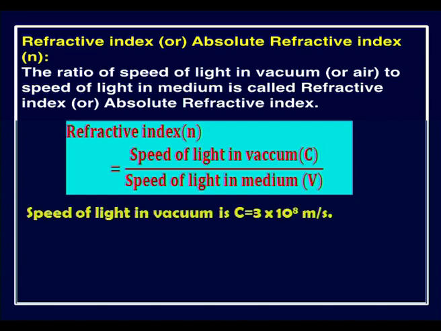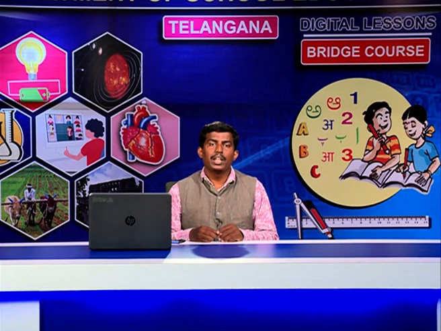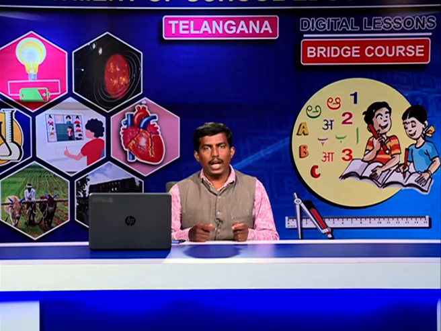Students, remember the speed of light in vacuum is 3 into 10 power 8 meters per second. Refractive index has no units because it is the ratio between the speed of light in vacuum and the speed of light in the medium. Both numerator and denominator are the speed of light, so it has no units.